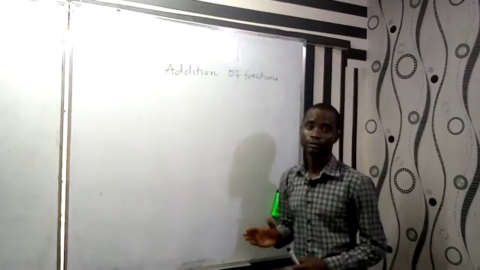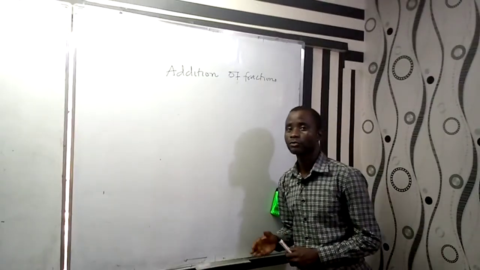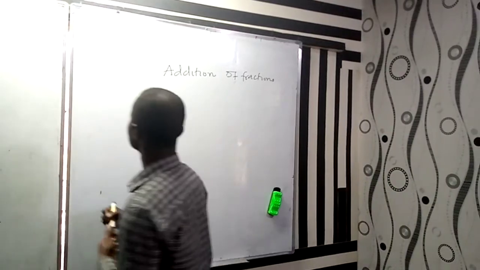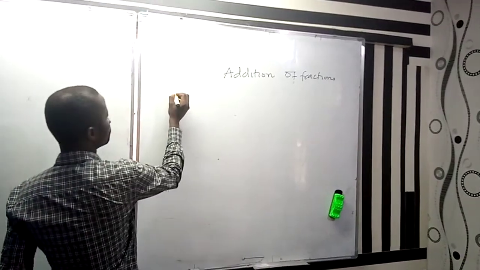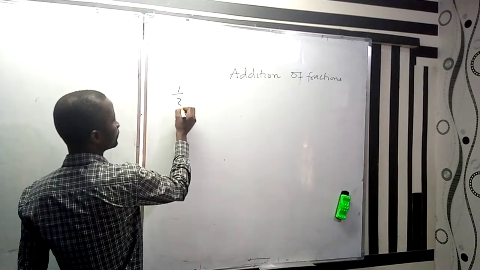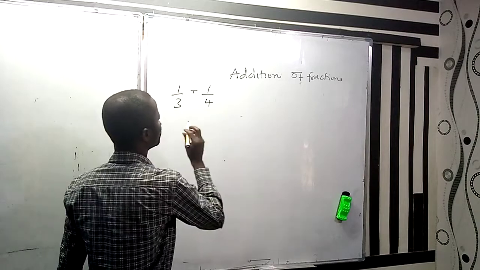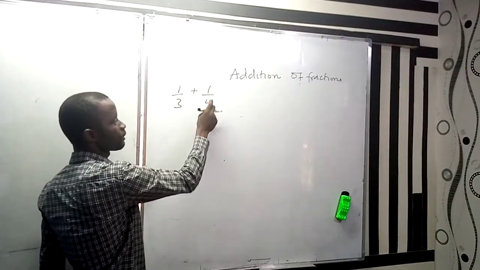Addition of fractions. How we can add two or more fractions together. Let's start from example 1. You have 1 over 3 plus 1 over 4.